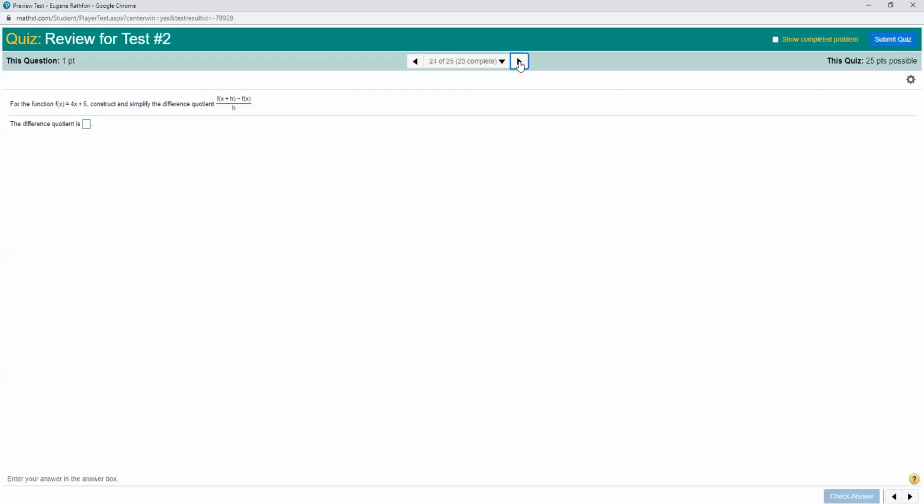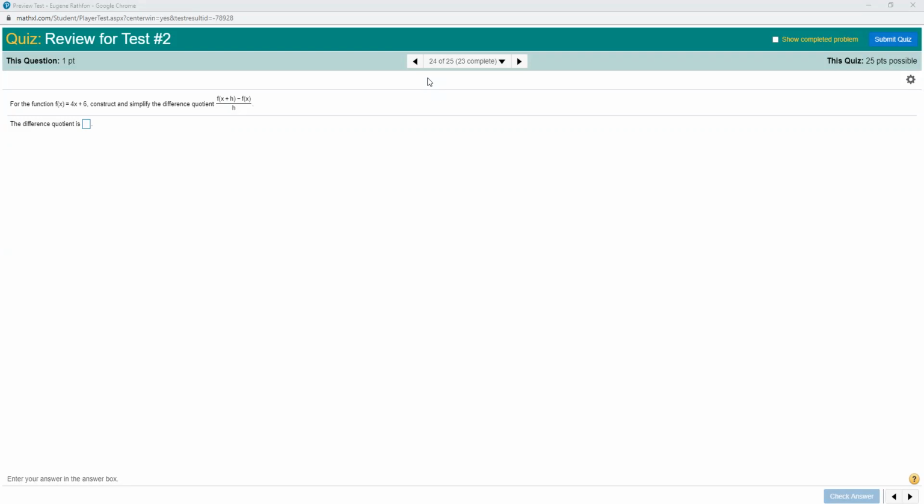So 24, stuff we did yesterday. So they're giving me f of x equals 4x plus 6. And then they're giving me f of x plus h minus f of x all over h. So they give you the formula here, okay?